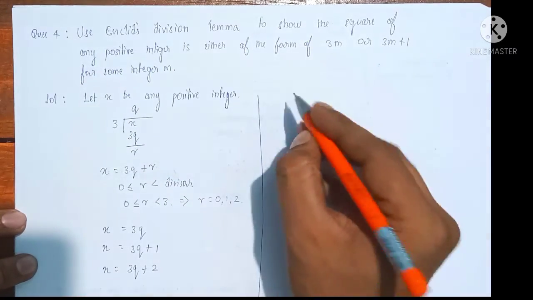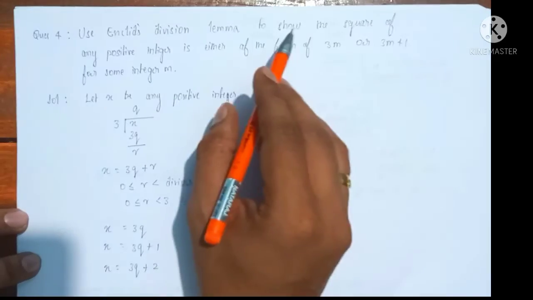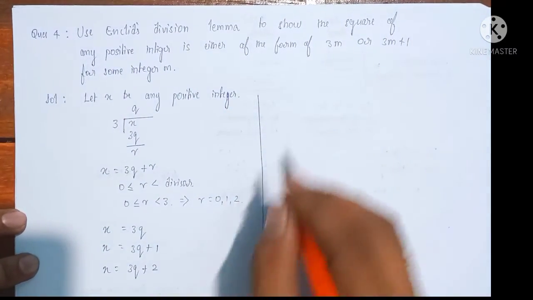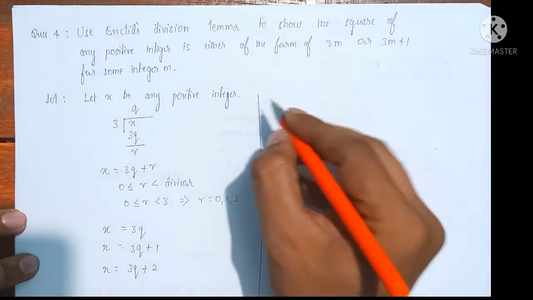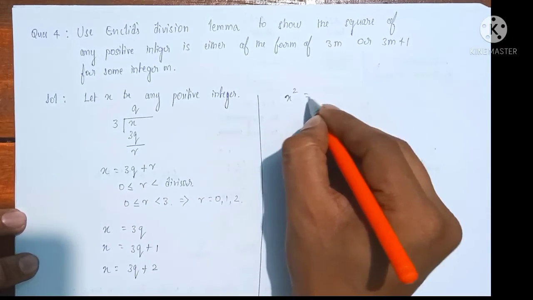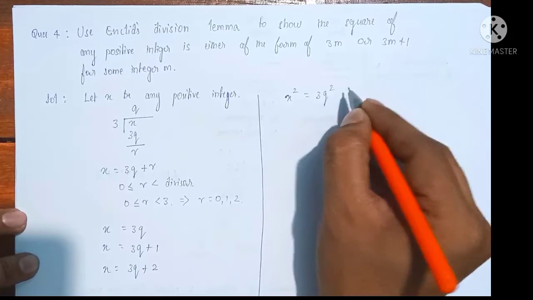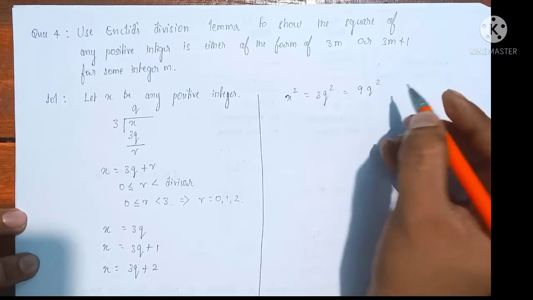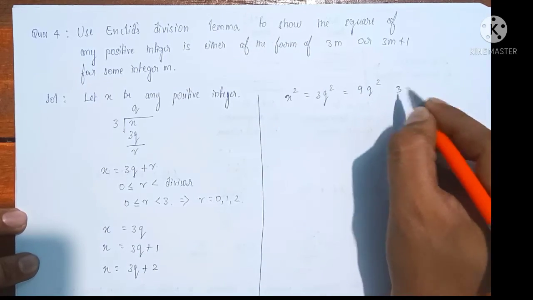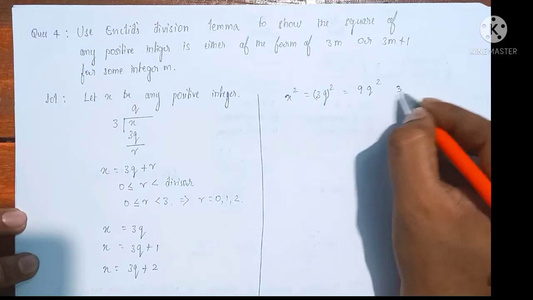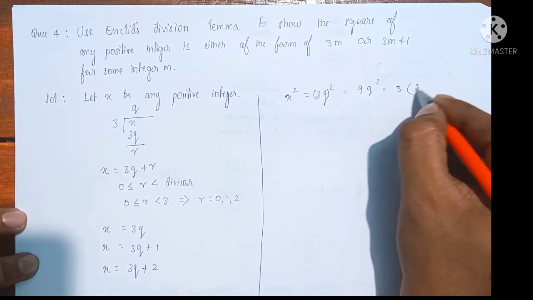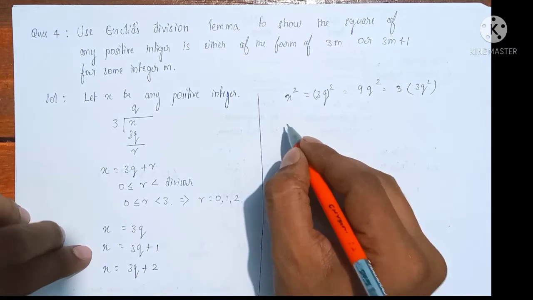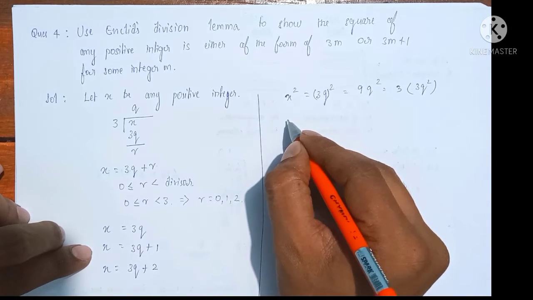So what we can say, in the question it's been asked: square of any positive integer is either in the form of 3m or 3m plus 1. So we have to find the square of these values. So x square is equal to 3q square, that means 9q square, or we can write this as 3q whole square, 3 into 3q square. Clear?